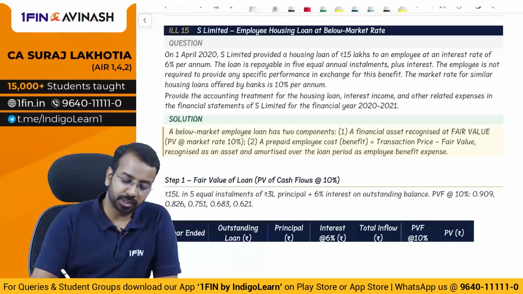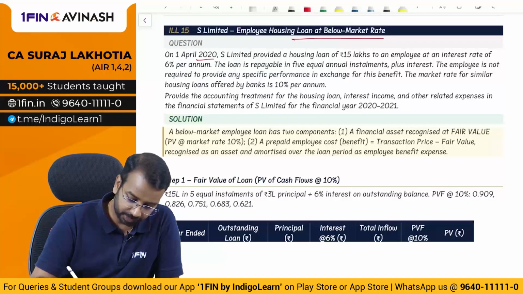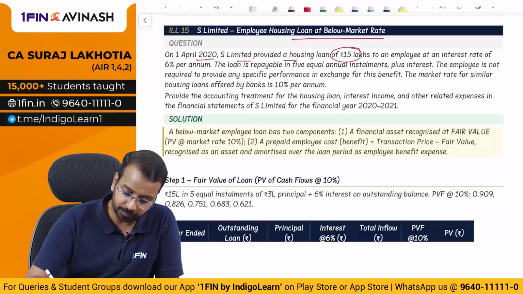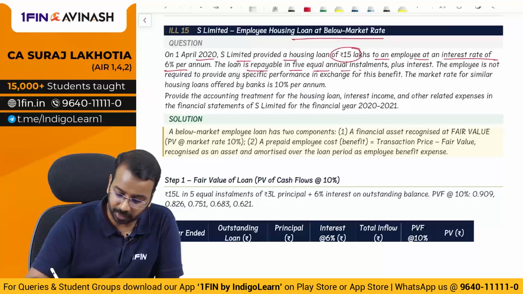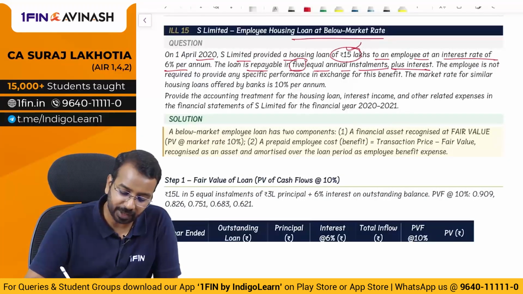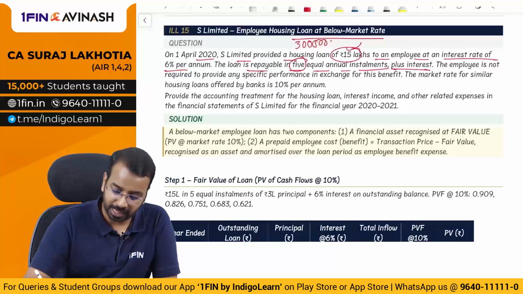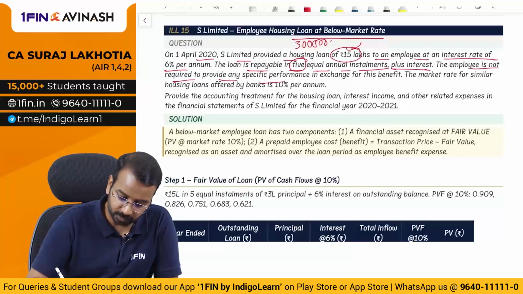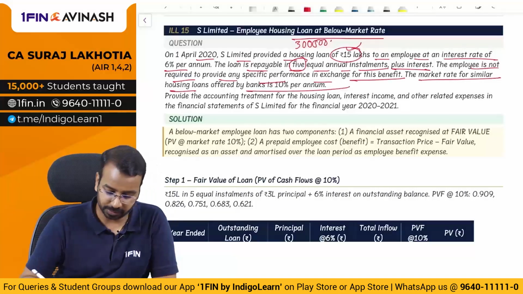Let us now look at the next question. In case of a concessional loan, on 1st April, S Limited provided a housing loan of 15 lakhs to an employee at an interest rate of 6%. Loan is repayable in 5 equal annual installments plus interest. Means 15 lakhs divided by 5. Every year you will pay 3 lakhs plus whatever is the interest. Employee is not required to provide any specific performance in exchange for this benefit. Market rate of a similar loan by a bank is 10%.